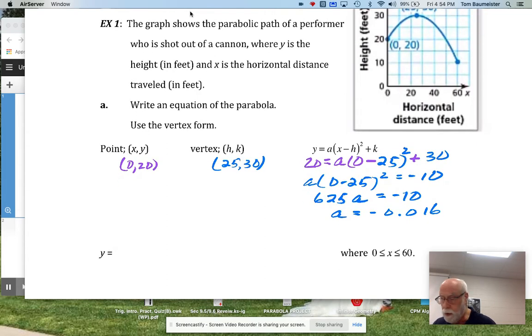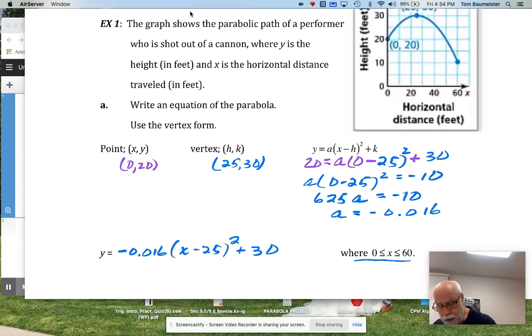Okay, so our equation will be y equals negative 0.016 times (x minus 25) squared plus 30. I'm just plugging in that a that I had and my h and my k.